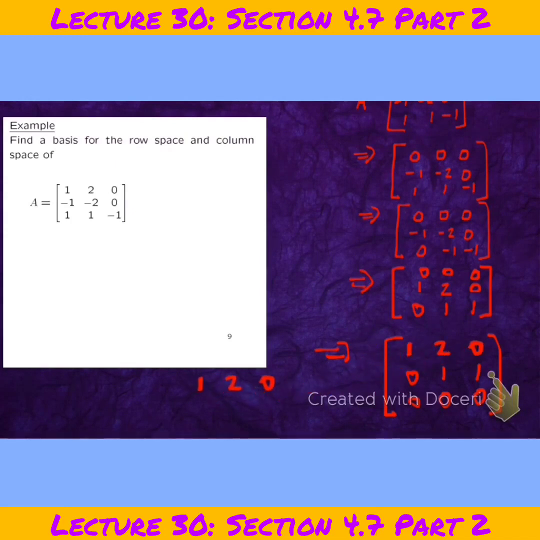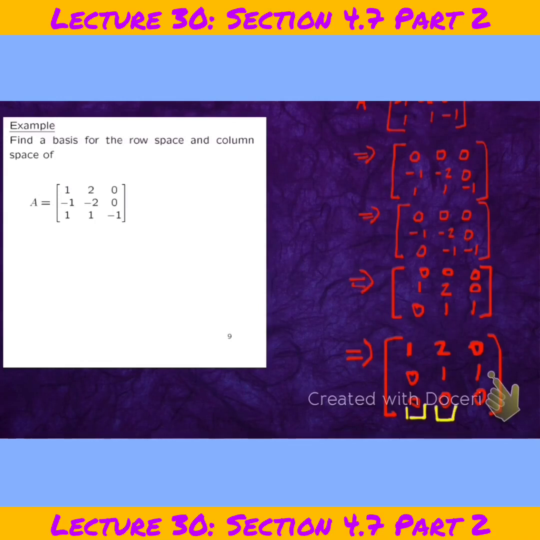So our basis for my row space will become the following. Right, so we take our first vector there, and then we take our second row with the leading one. So the basis for my row space will be the set containing the two leading one row vectors. Right, so what will be the basis for my column space? Now, the columns with the leading ones are the first and the second column.